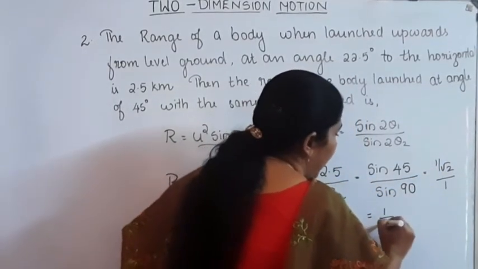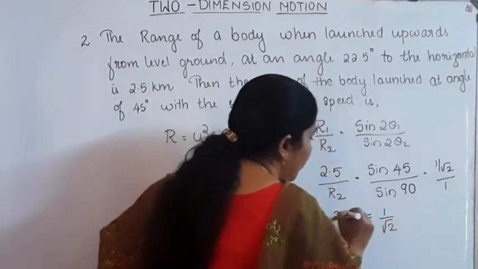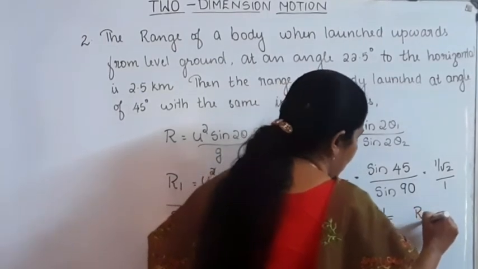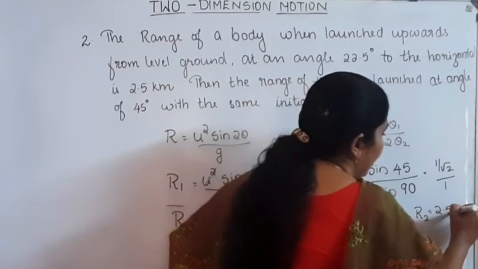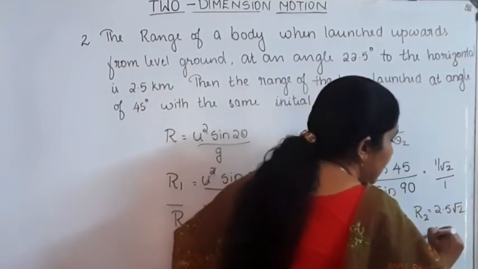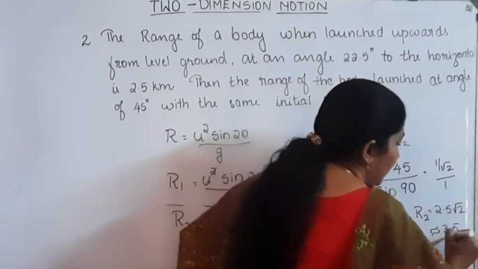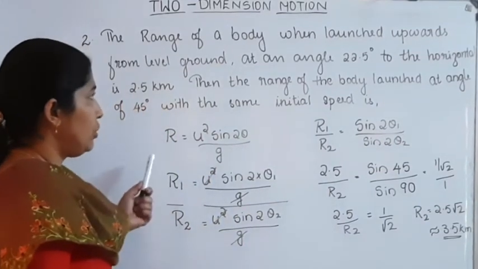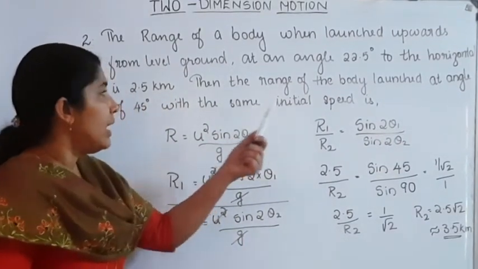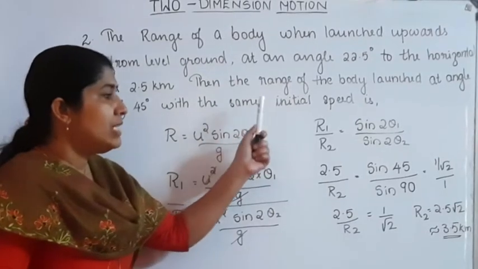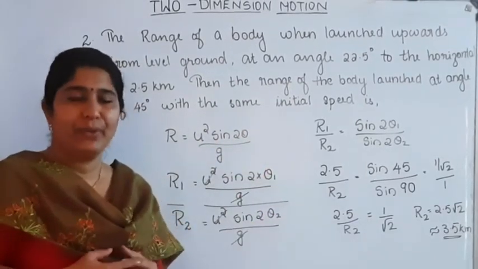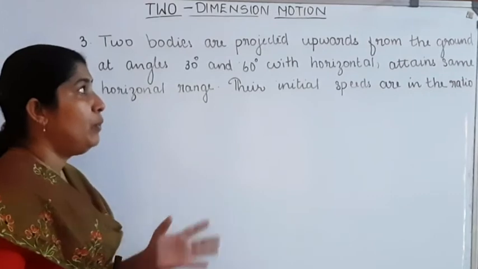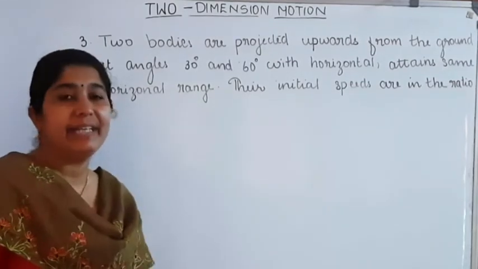Now it's equal to 1 by root 2. Then 2.5 divided by R2 is equal to 1 by root 2. From here, R2 is equal to 2.5 root 2, that is, our answer is approximately equal to 3.5. Okay, 3.5 kilometers is the distance travelled by the second projectile. That is, the range of the body when launched at an angle of 45 degrees with the same initial speed is 3.5 kilometers.